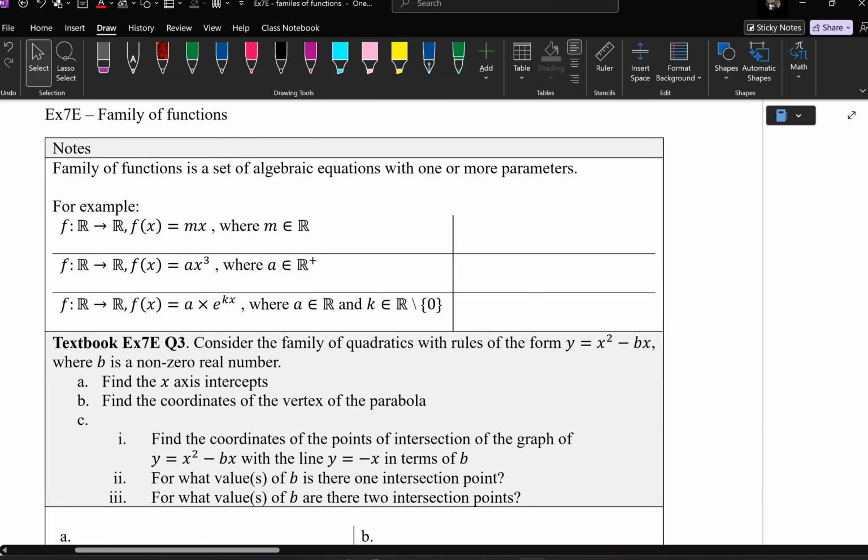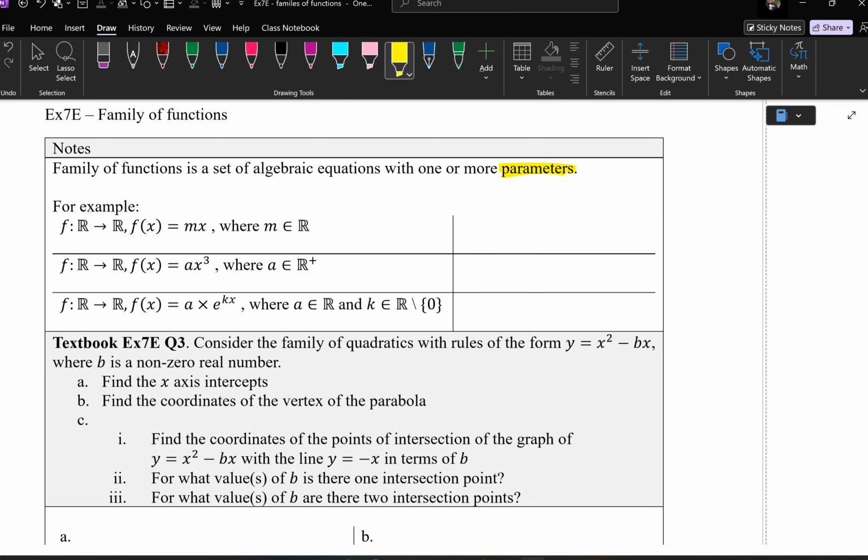A family of functions is a set of algebraic equations with one or more parameters. In case you don't know what a parameter is, actually, any hands up, what's a parameter? Not the restriction, but sometimes it can make the restriction. That's true. What's a parameter?